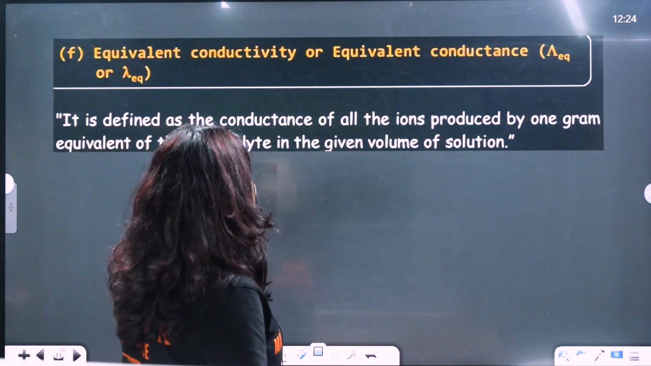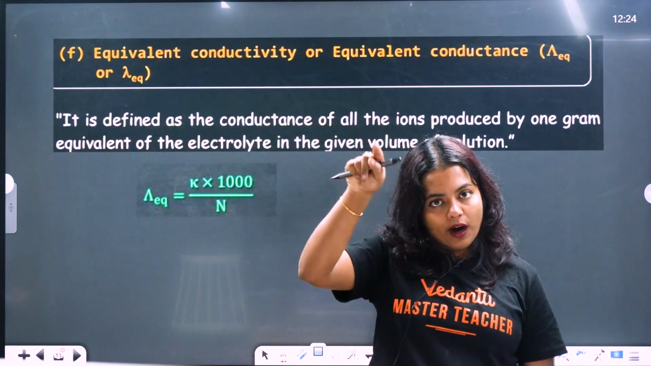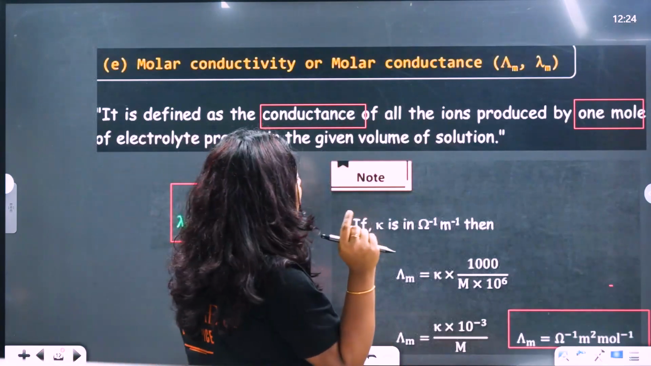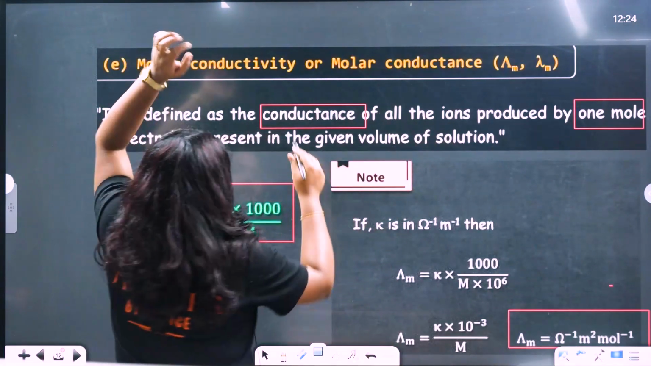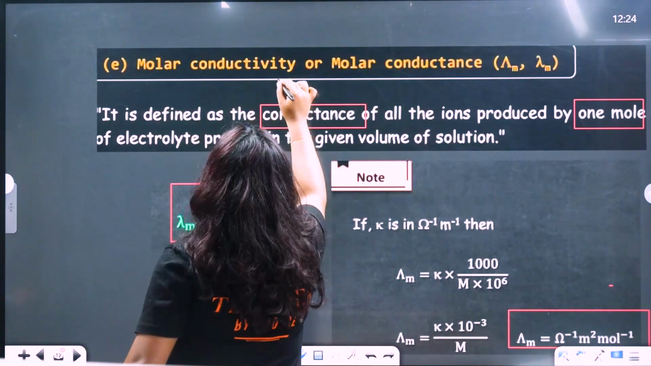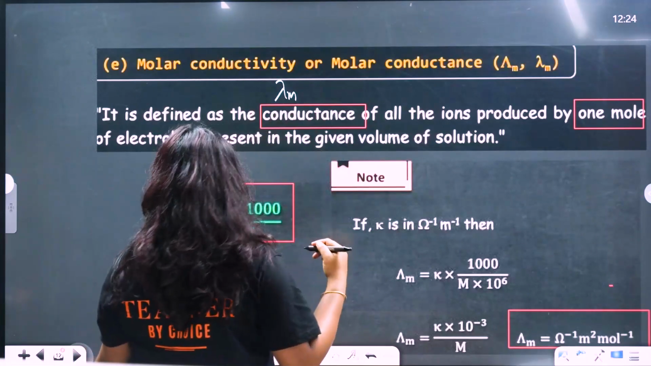Okay, next one, equivalent conductivity or equivalent conductance. Like the previous one, the denotation is very important. Molar conductance means this one, equivalent conductivity, molar conductivity.